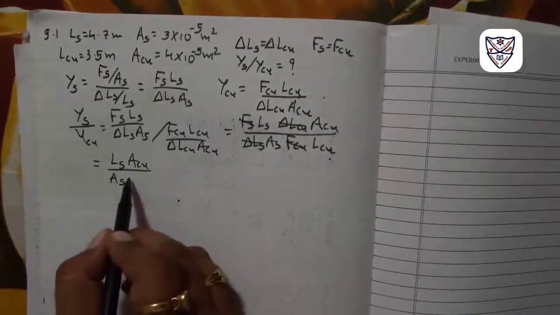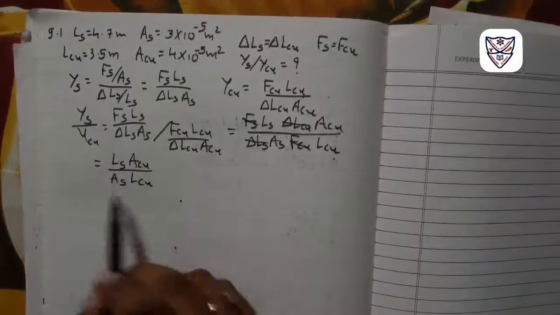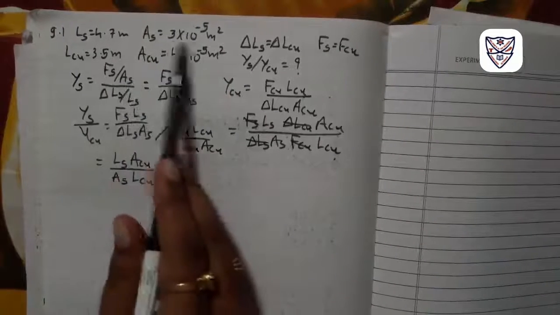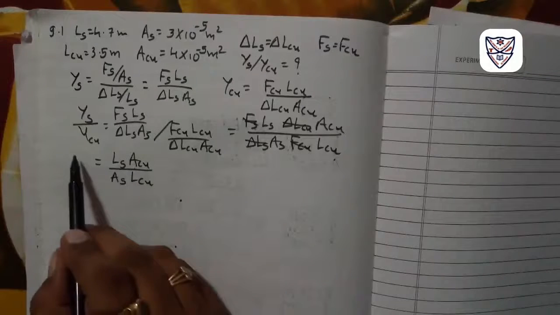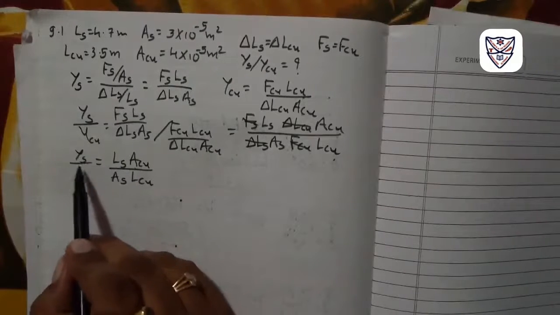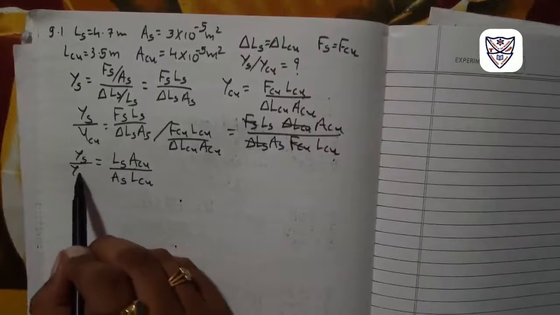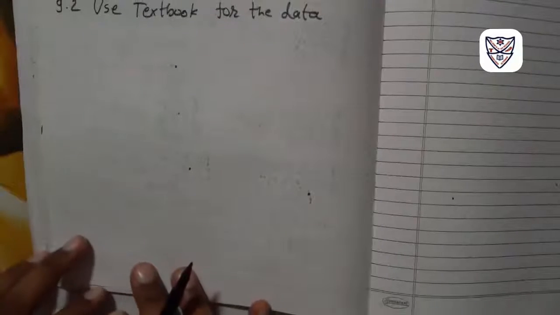So we have now only these values, so we have that data, 4.7, 3.5, this and this. By putting all the values we can get the ratio of the Young modulus of steel wire and the Young modulus of copper wire. For this numerical you have to use the textbook for the data, right?